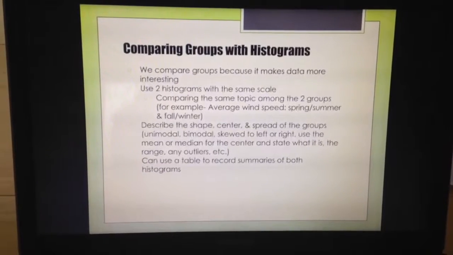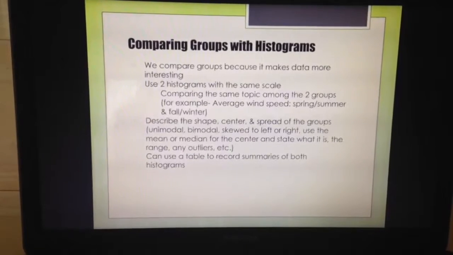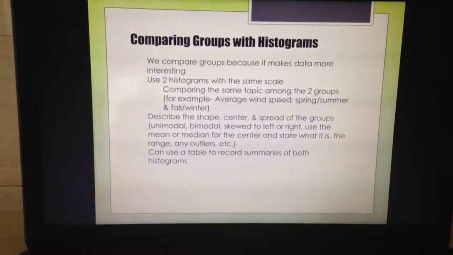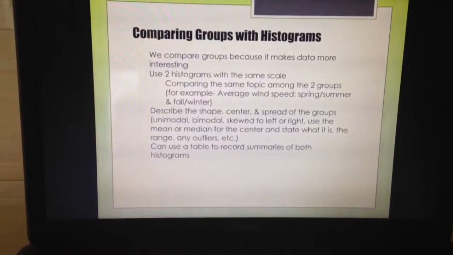Describe the shape, center, and spread of the groups: unimodal, bimodal, skewed to the left or right. Use the mean or median for the center and state what it is, the range, any outliers, etc. You can use a table to record summaries of both histograms.